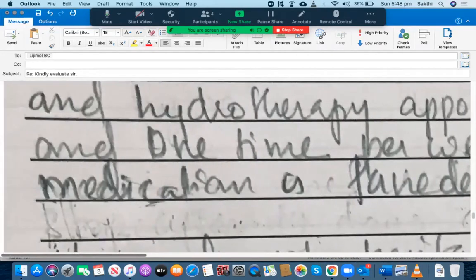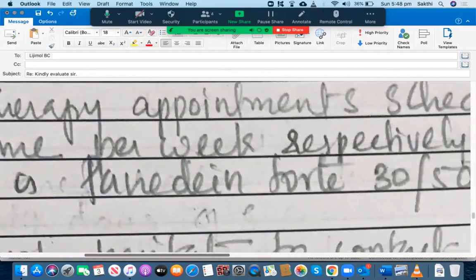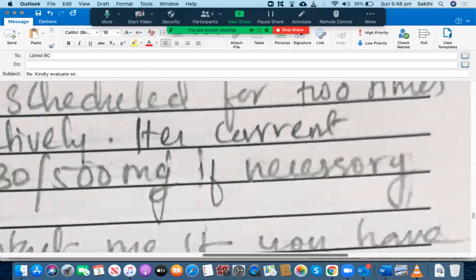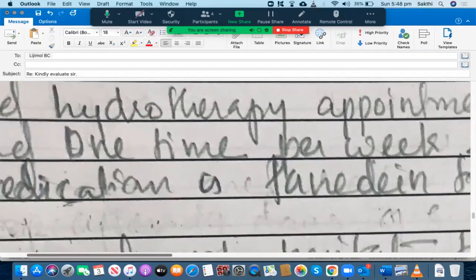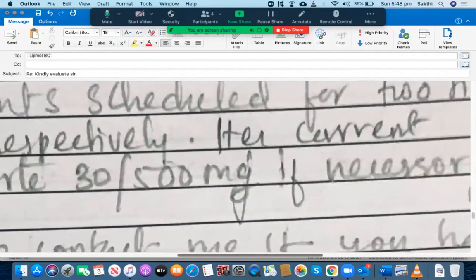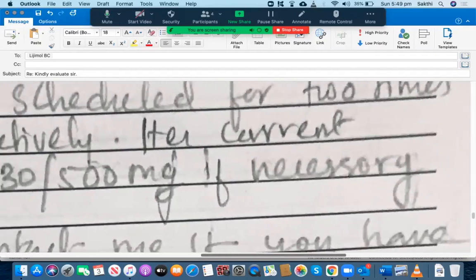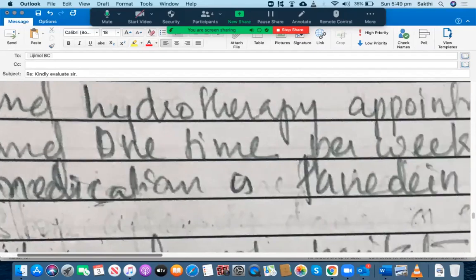Her current medication is Panadin 40 mg if necessary. I don't understand this. Her current medication is Panadin 30/500 mg if necessary. That's okay. But why did you use "if necessary"? And what is the purpose of mentioning this one?